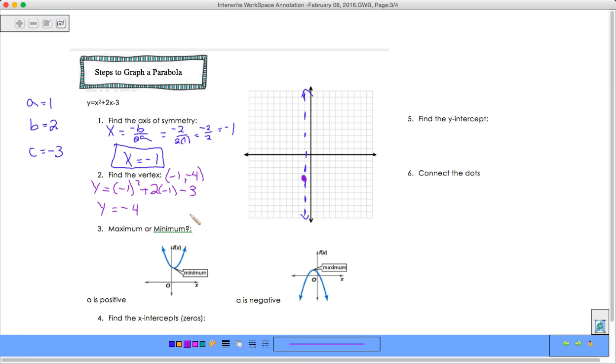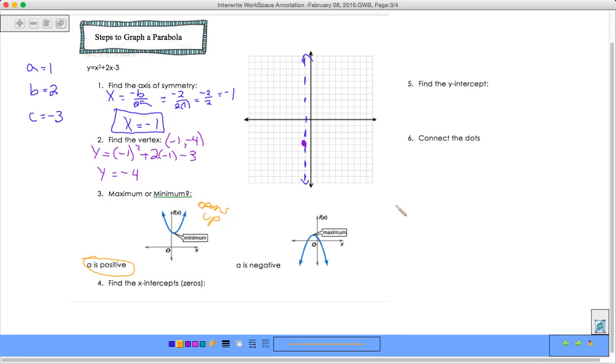Okay, then I have to decide if it has a minimum or a maximum. So that's based on if a is positive or if a is negative. In this case, a was +1. So a is positive, so it has a minimum, so it opens up. That's important information to know because if it opened down, I would know not to look for x-intercepts because it wouldn't cross the x-axis. If it opens up, it's going to cross the x-axis. It's going to cross it twice. Okay?